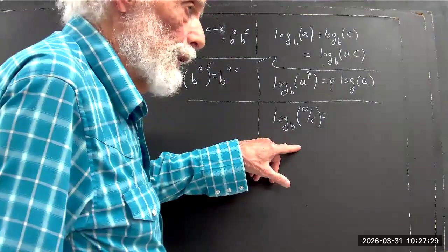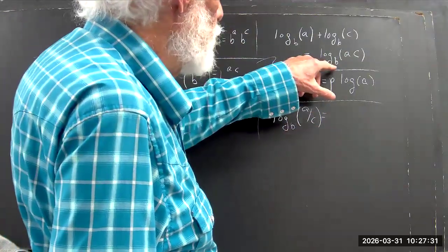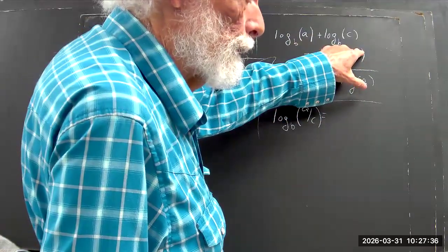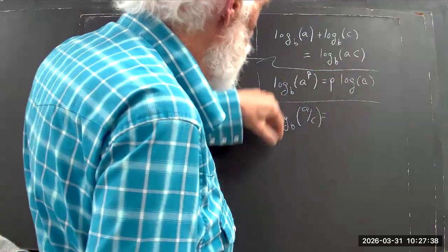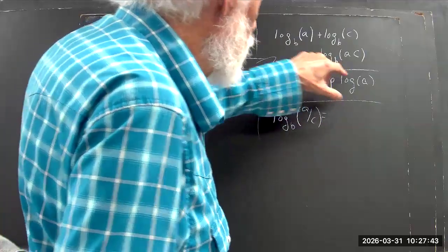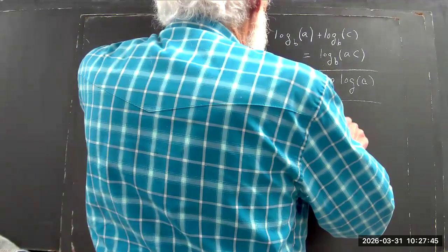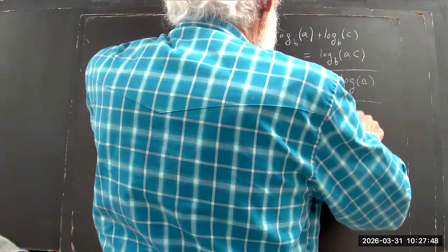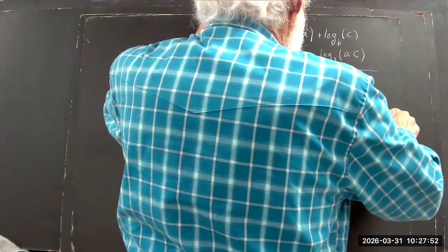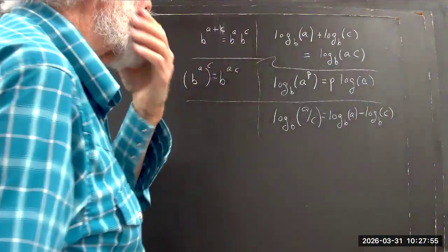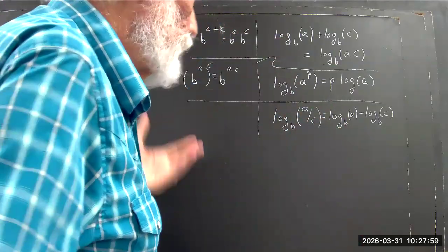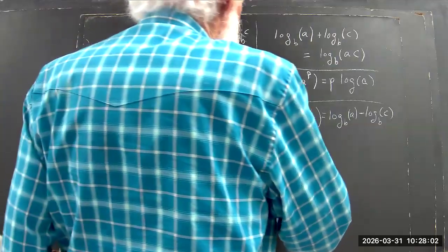Something I probably should have said before: you notice log base b of a times c is the log of a plus the log of c. If instead you do the log base b of a divided by c, it shouldn't be too surprising that what you get is log base b of a minus the log base b of c. Now, that's a rule that really follows from these first two, but I'm not going to detail it.